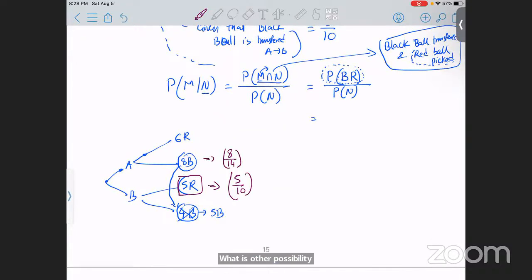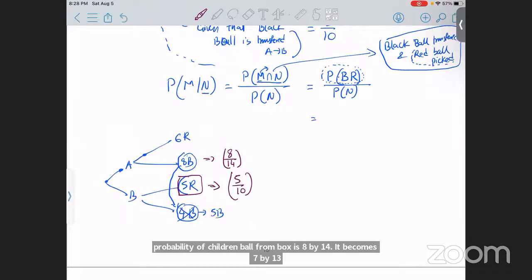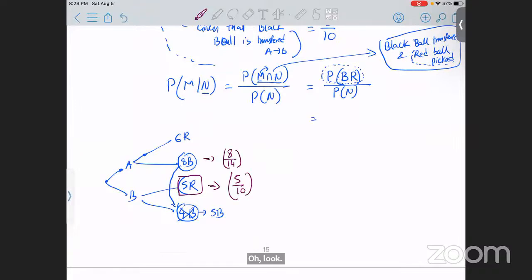Sir, I have a doubt. How is the probability of the chosen ball from box A 8 by 14? It becomes 7 by 13, no, because one black ball is gone. Look, listen to this carefully. First of all, the probability of choosing a black ball from A is 8 by 14.